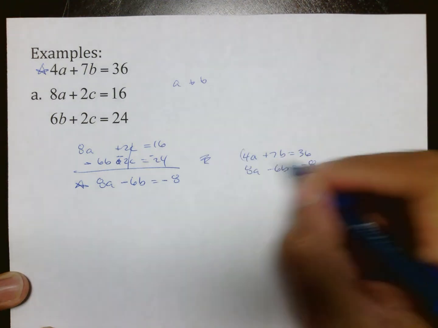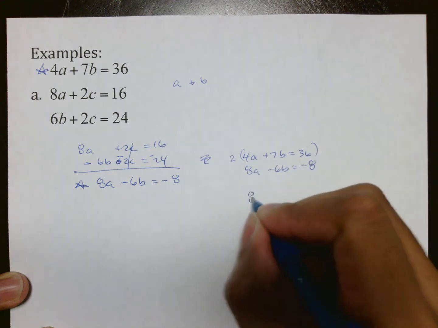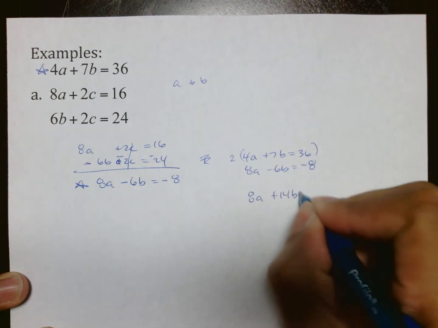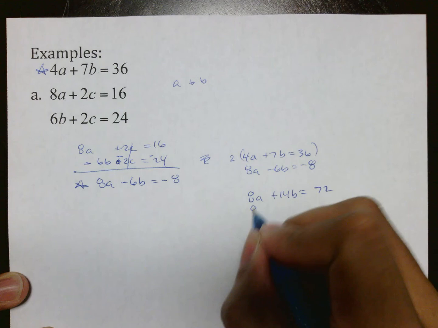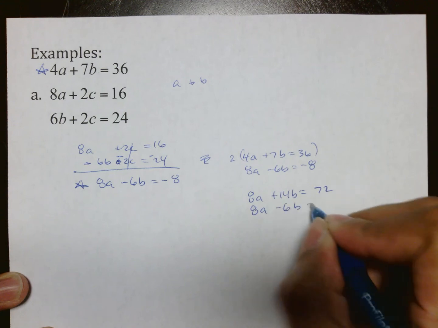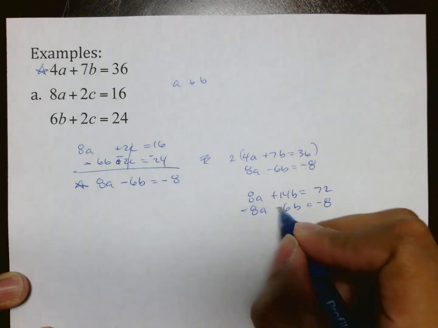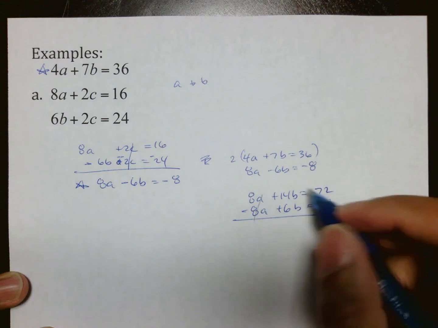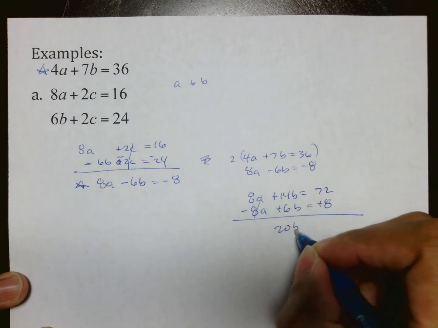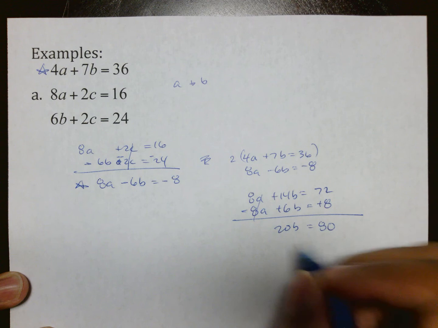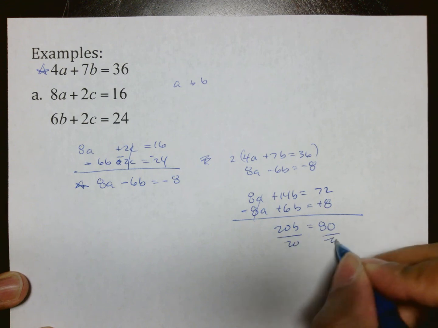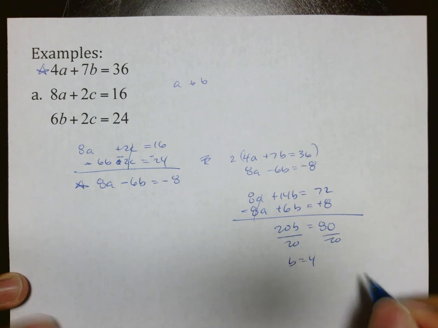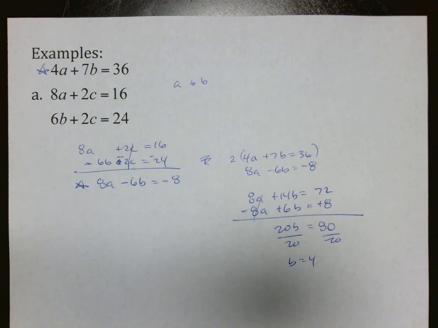Work it out the way you were taught, which is multiply this by 2, getting 8A plus 14B equals 72. 8A minus 6B equals negative 8. Switch your signs around, ending up with that canceling out, 20B here, and 80, which is nice whenever we have nice numbers. That is what tomorrow is going to be about more than anything else, is the ugly numbers. So we get B equals 4.